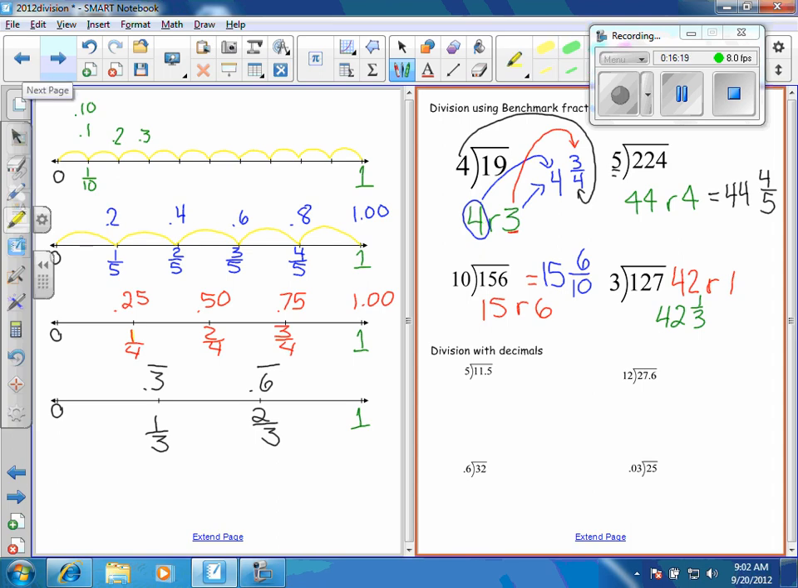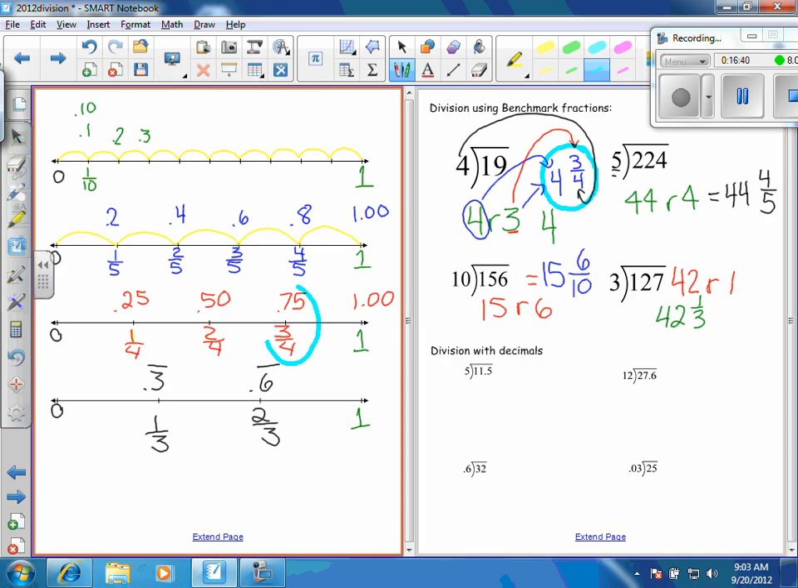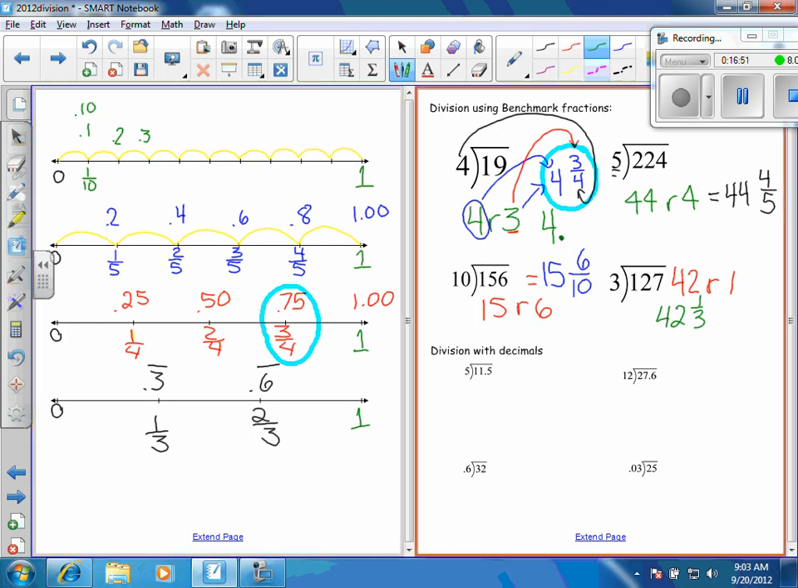I'm going to start with an easier one. Let's look at this answer, the 4 3/4. Okay, we're going to change it to a decimal. So we're going to say 4, but we're going to look over here and look at our fourths line, and we find that 3/4 is 75 hundredths. So, Claire, what am I going to write? 4.75. And that's my final decimal answer. Okay.